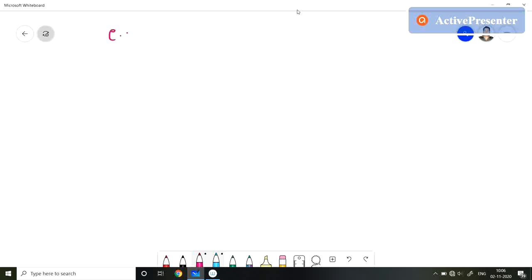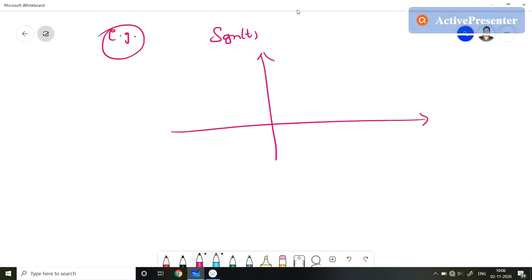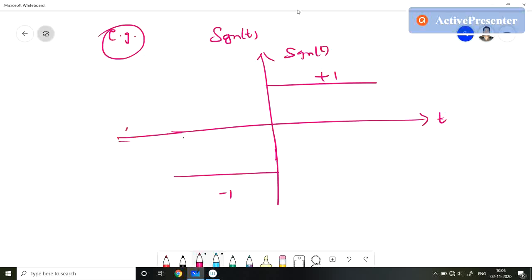Again, we can see one example related to this linearity property. Before that, we have a signal called signum t. What is the plot of signum t with respect to t? Signum t is +1 when t is greater than 0, and it is -1 when t is less than 0. It is discontinuous at t equal to 0.